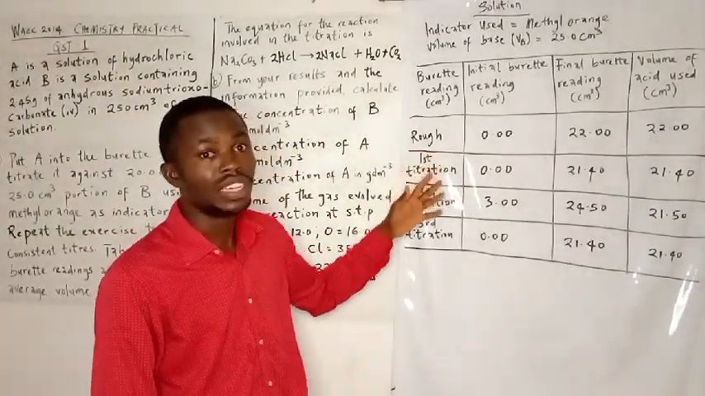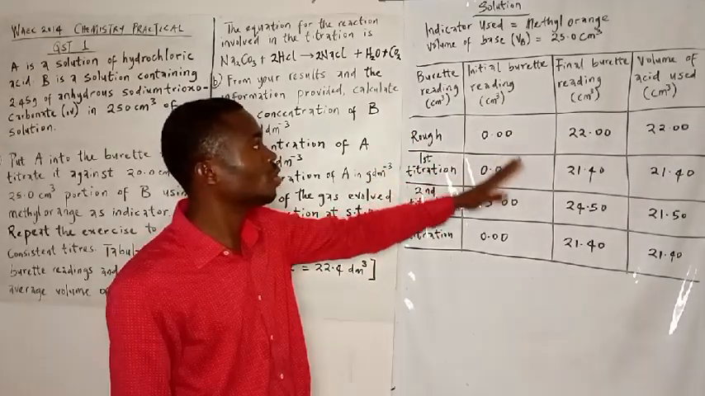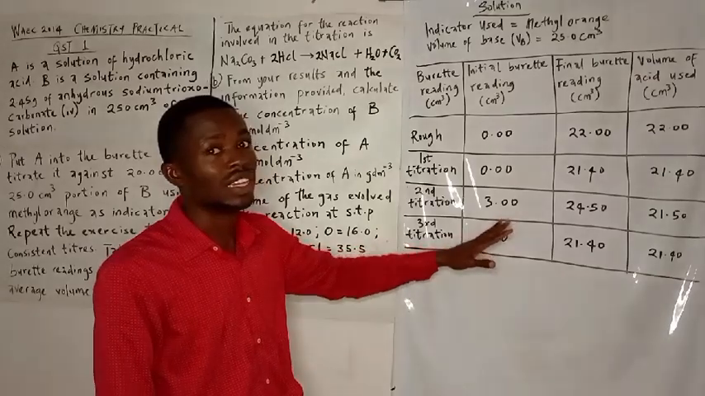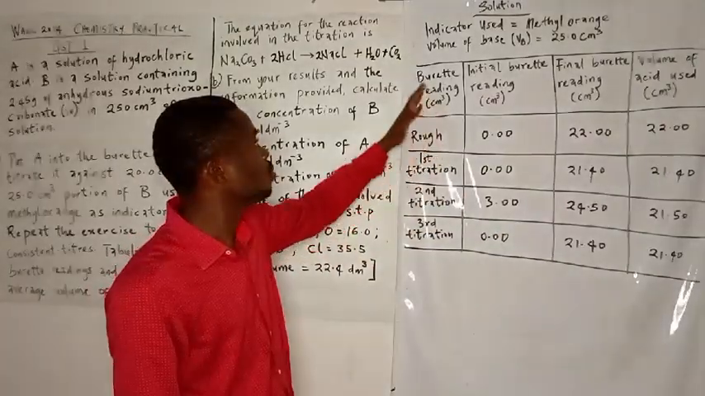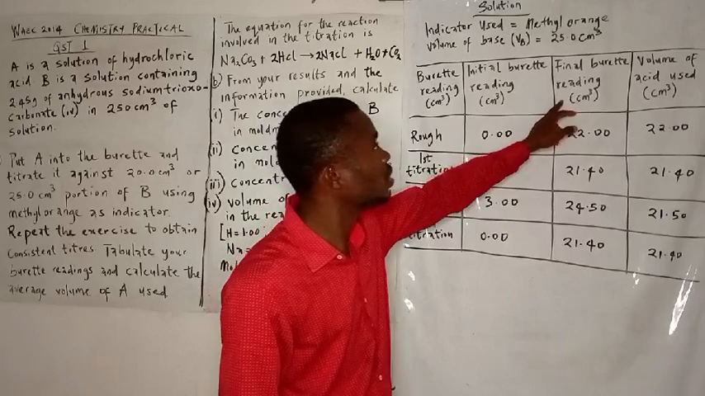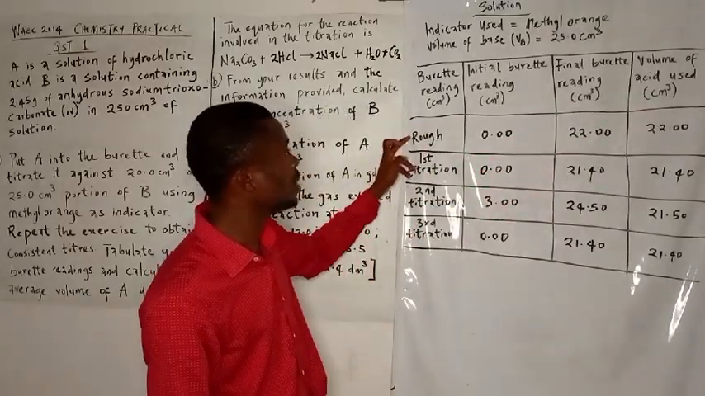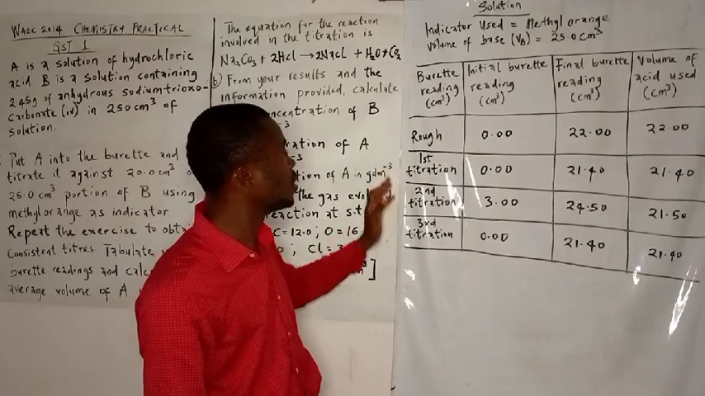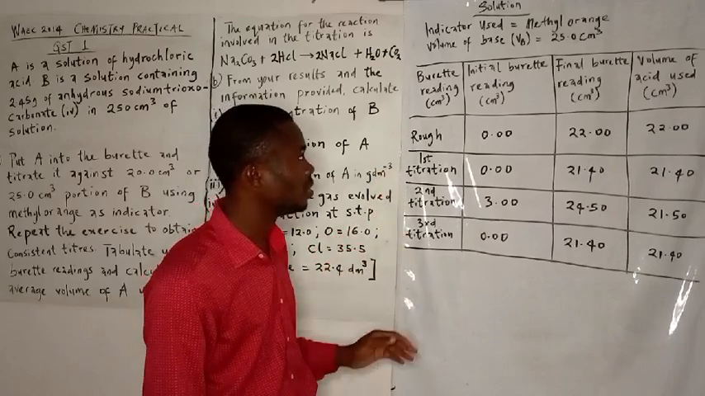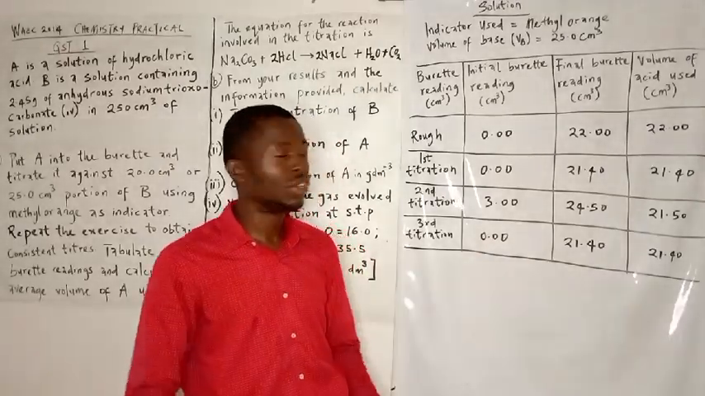And then this is the table of values obtained after the practical. So this is how the table of values should look for titration. We have the burette reading, this is the initial burette reading, this is the final burette reading, and then you have the volume of the acid used. Then you have your rough titer, the first titration, the second titration, and the third titration. I will explain some things on this table, and then we get along.